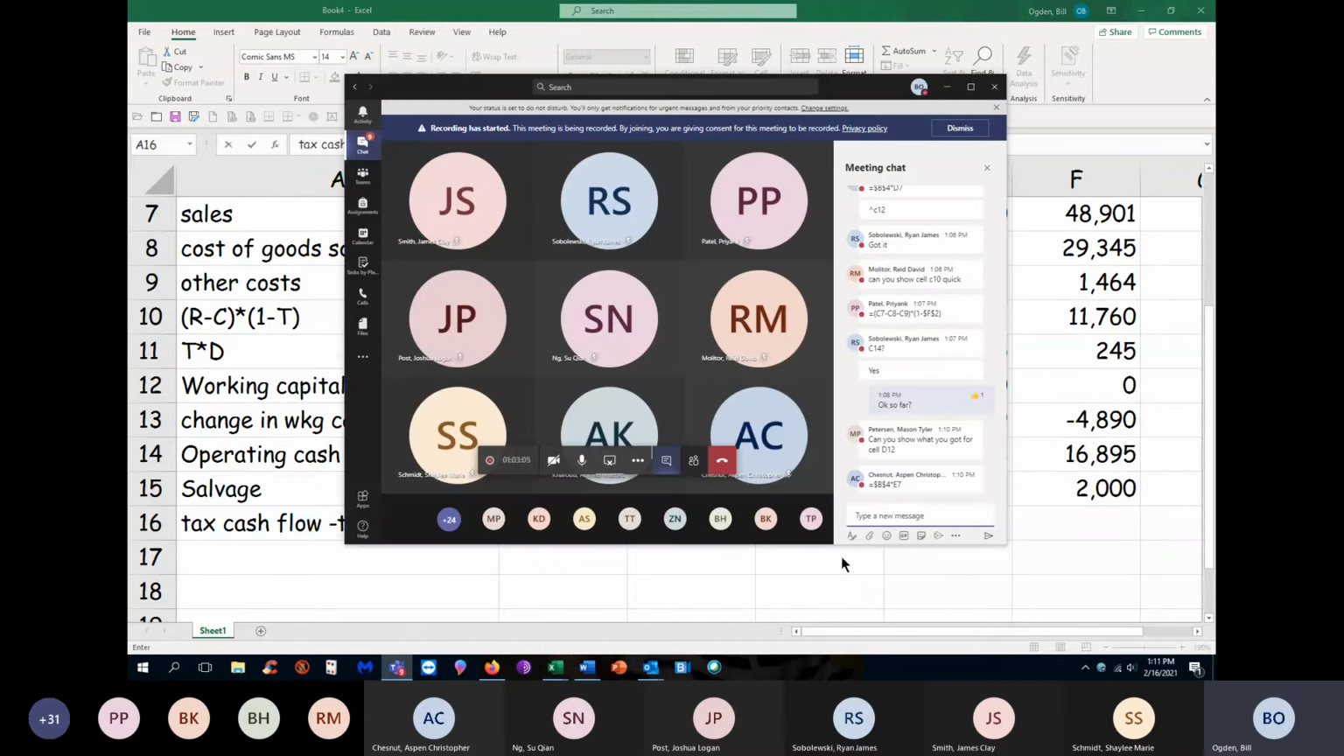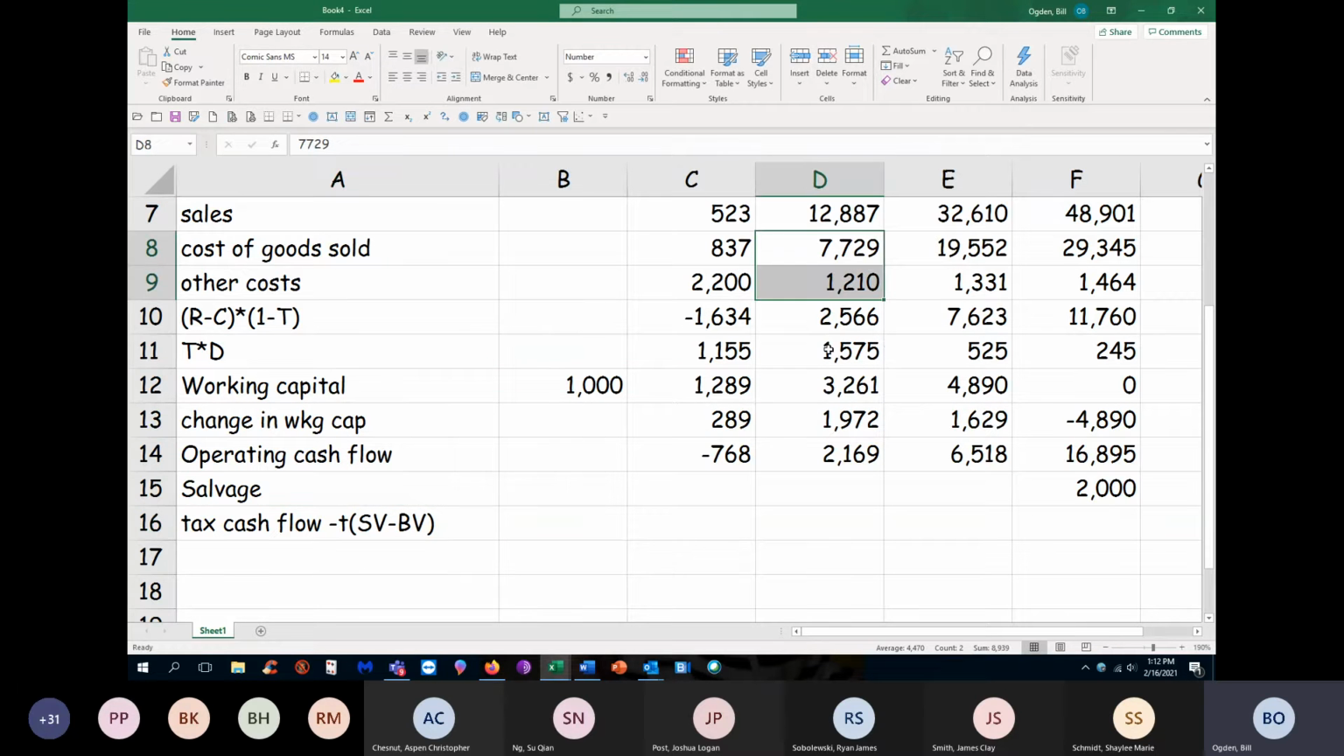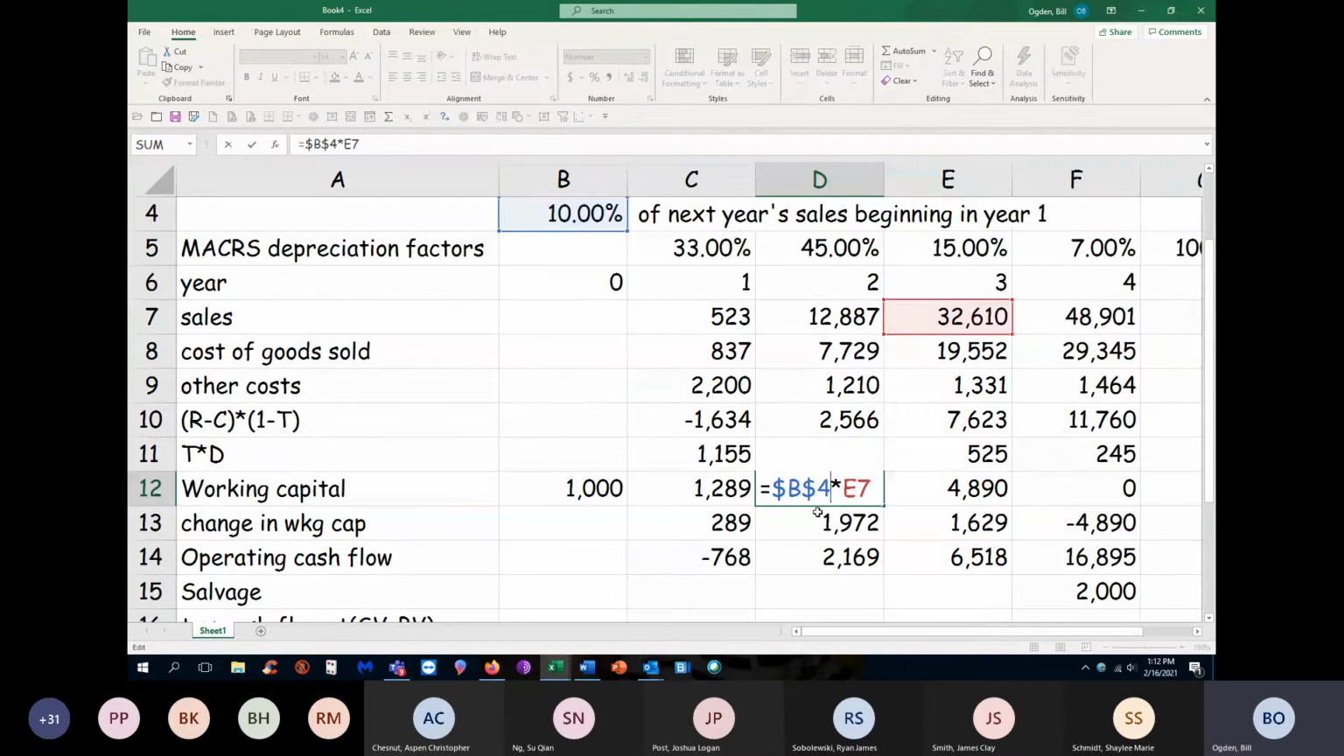Let me check for a question here. How I got D12? Okay, let me go back, see if we can find that. D12. Yeah, it's just 1 year ahead, right? 10% times 1 year ahead. So this one was 1289. That was 10% of 1288 and so on, right? 10% 1 year ahead, 10% 1 year ahead. I wonder if we forgot to lock that B4. We got to do that, remember?